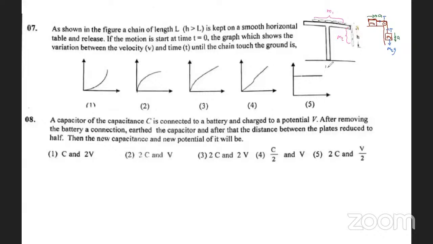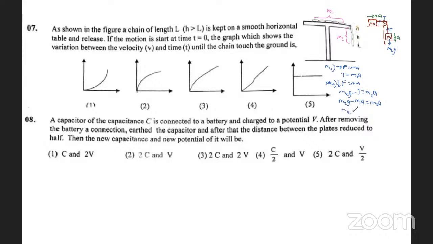For m1 you can apply the equation horizontally, F equals ma. That means T equals m1a. Remember there is no friction. So I apply the equation for m2 downwards, F equals ma. That is going to be m2g minus T equal to m2a. Both will be moving at the same acceleration for sure. Now instead of T you can put m1a: m2g minus m1a equal to m2a.